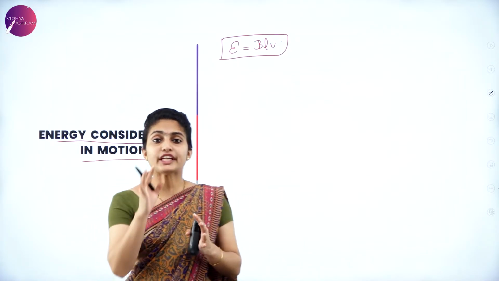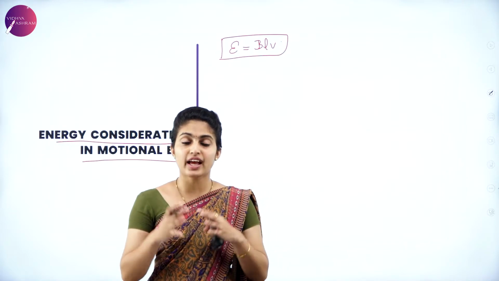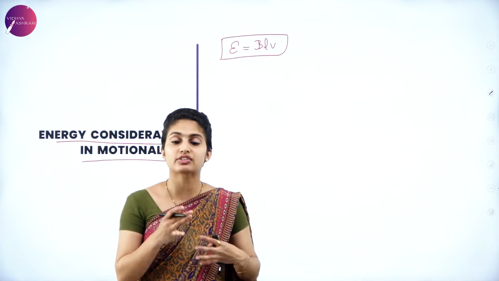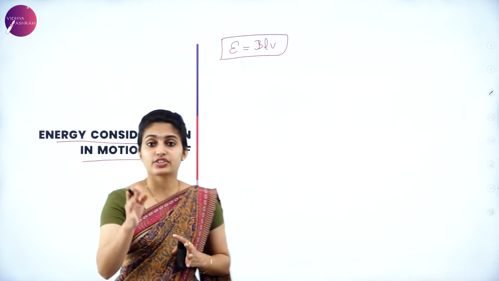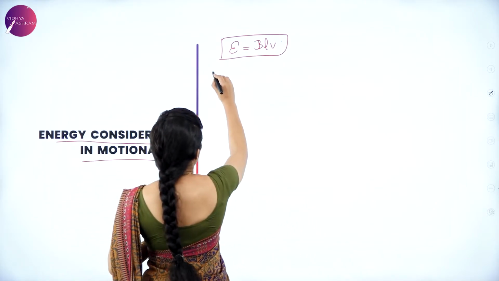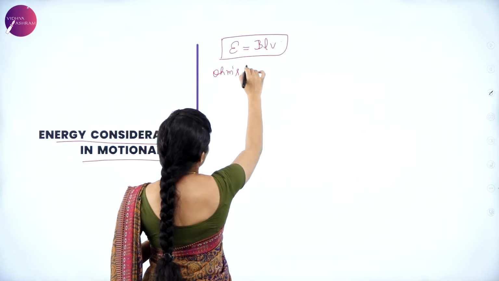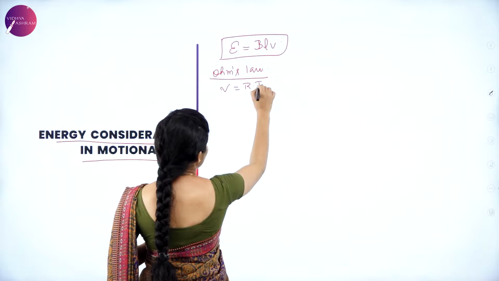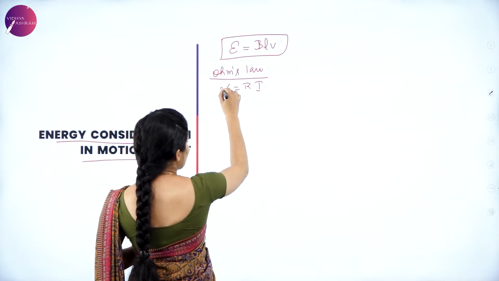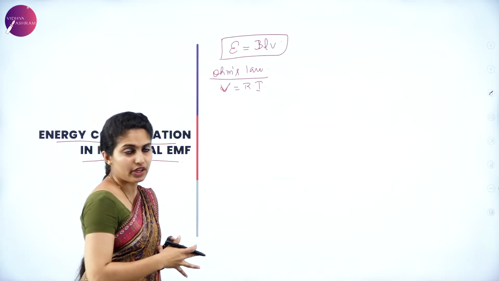So now we need to condense this expression and we need to get the energy we consider for this motional EMF. Okay. So now we have, according to Ohm's law, V is equal to R into I. So you can rewrite this. V is nothing but the EMF that we are considering.